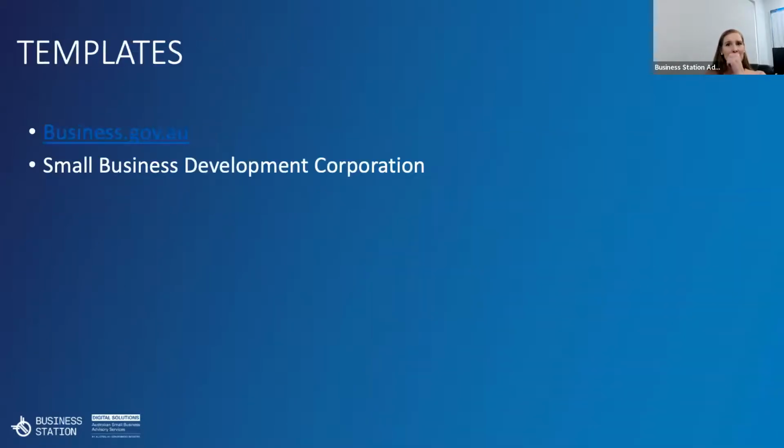Okay, now we're going to have a look at a template. I'm going to talk you through just one, but there are a range of templates available online to get you started. My favourite tends to be the Australian government. So it's on the business.gov.au. If you just simply hop over there and go to or Google business.gov.au business plan template, it will come up.